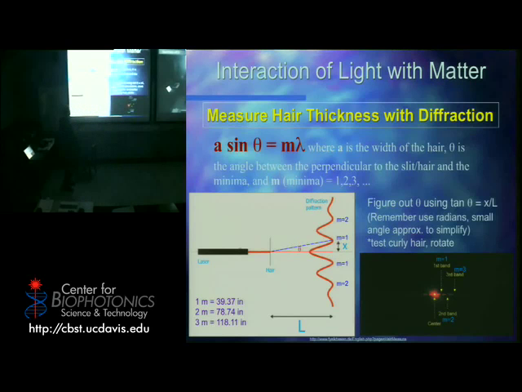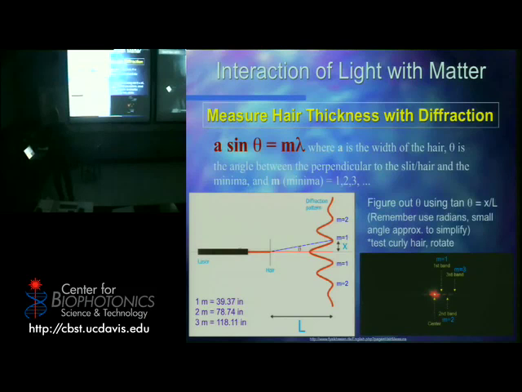Okay? And this is your equation. The thickness of your hair times the sine of this angle right here, the angle between the center and the minima, is equal to whichever minima you picked, because you could pick minima 2 and then it would be that M, times the wavelength of the light you used.